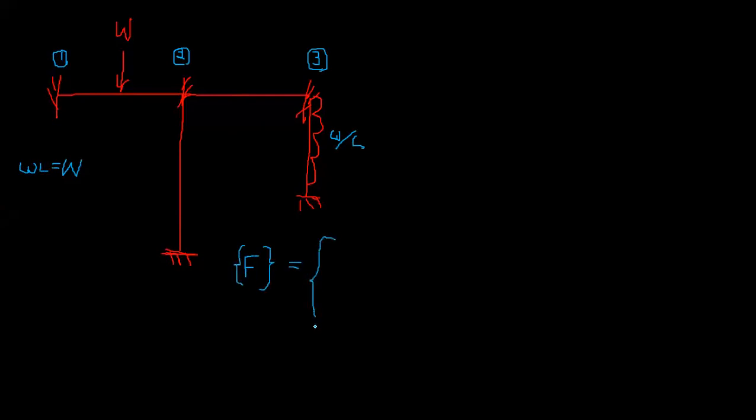So this would be WL over 8. Right. So at the second coordinate, you have fixed moment this only. Here it's 0, here it's 0, right? But it is anti-clockwise, right? So it's negative. Sorry, this is negative. Anti-clockwise, this is positive. WL over 8.